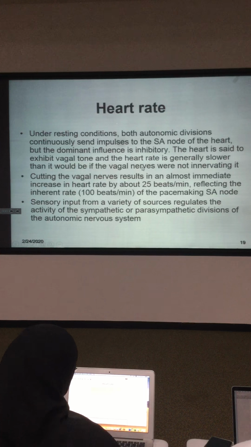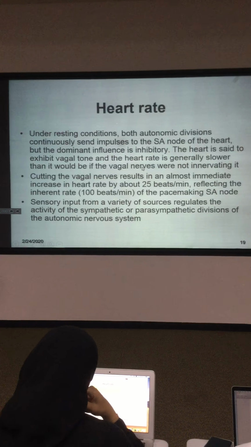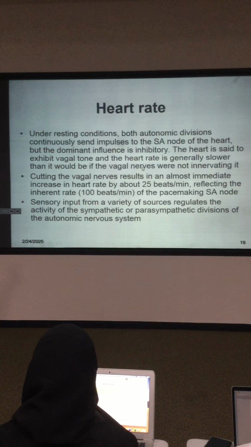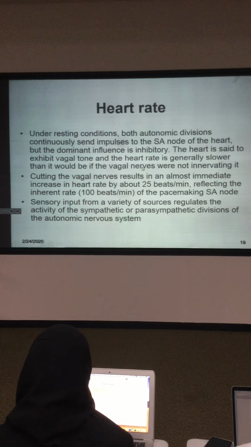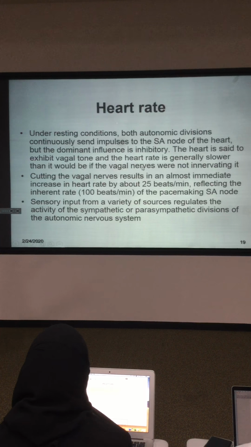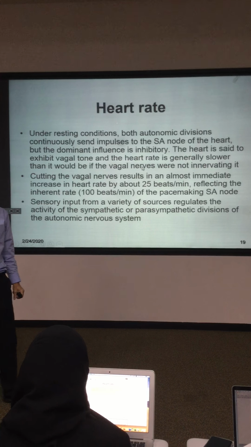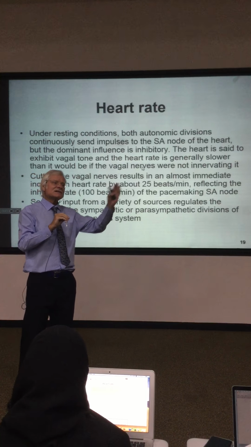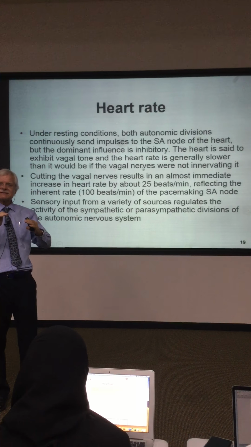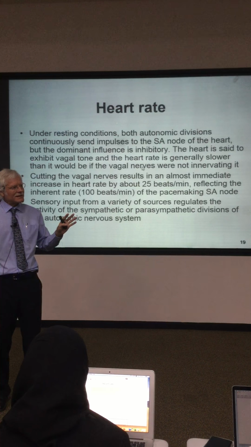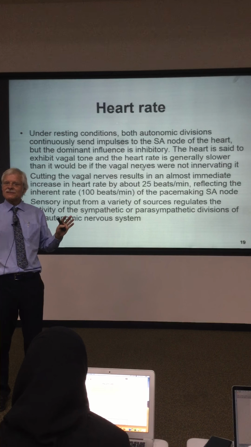So, at rest in this room now, both autonomic divisions of the nervous system, parasympathetic and sympathetic, send impulses to the sinoatrial node. But the dominant influence is inhibitory. So in this room right now, you have the sympathetic innervating your sinoatrial node, you have the parasympathetic innervating the sinoatrial node. The sympathetic increases rate, the parasympathetic reduces. But the dominant one is the parasympathetic, the vagal nerve.